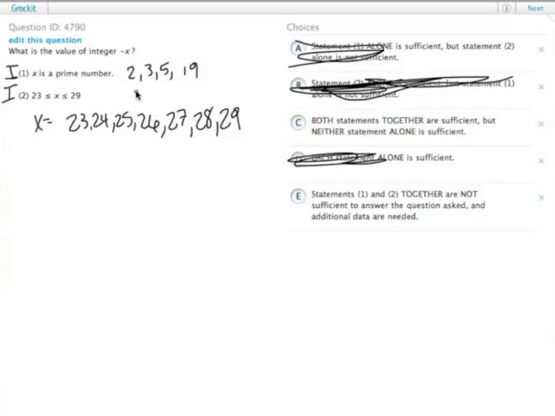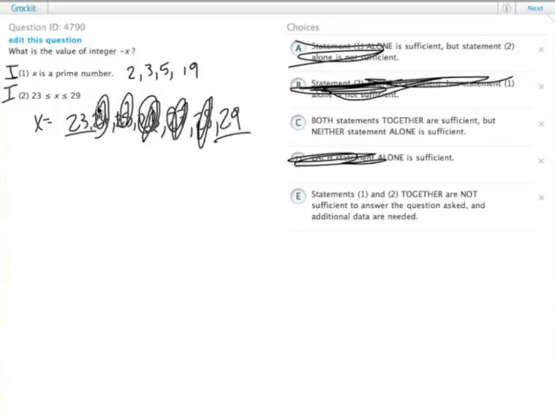So now x is both between 23 and 29 inclusive and prime. So let's cross off the ones that aren't prime. 28 is 4 times 7, 27 is 3 times 9, 26 is 2 times 13. Well, not among other things, that's the only thing it could be. 25 is 5 times 5, 24 is 3 times 8. So we're left with 23 and 29 as the only two numbers that are left.